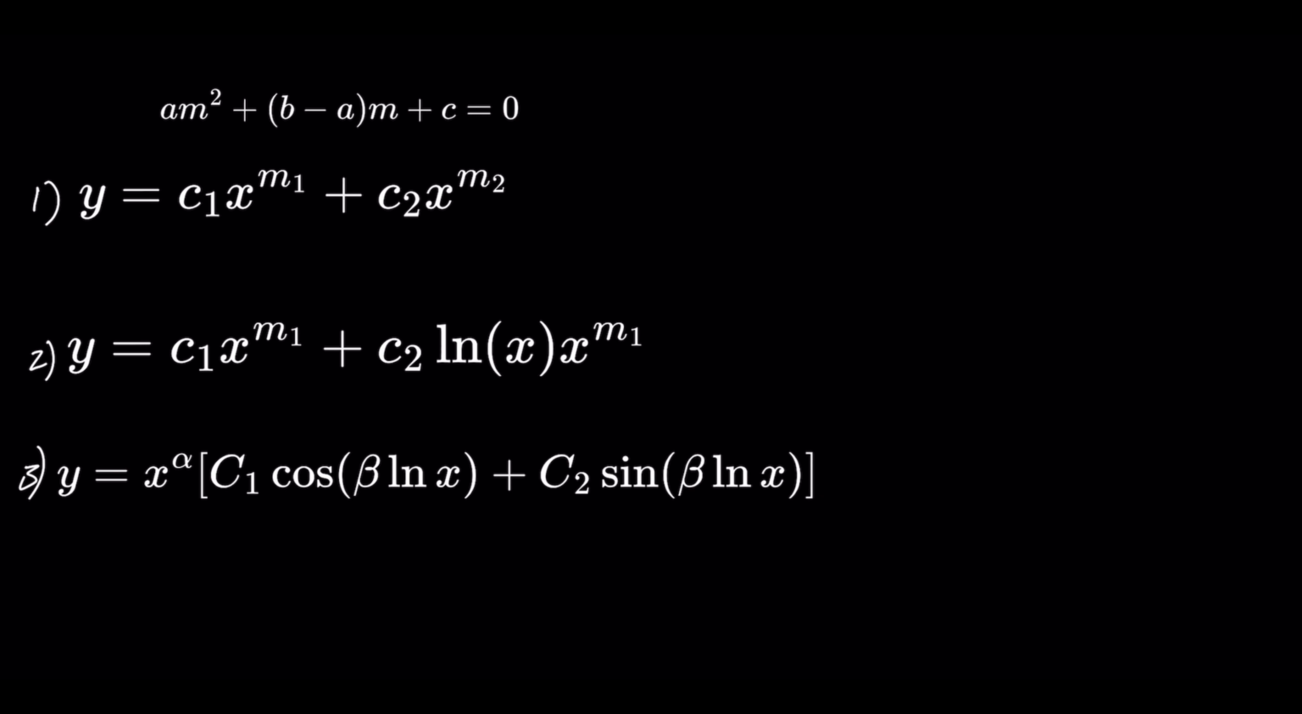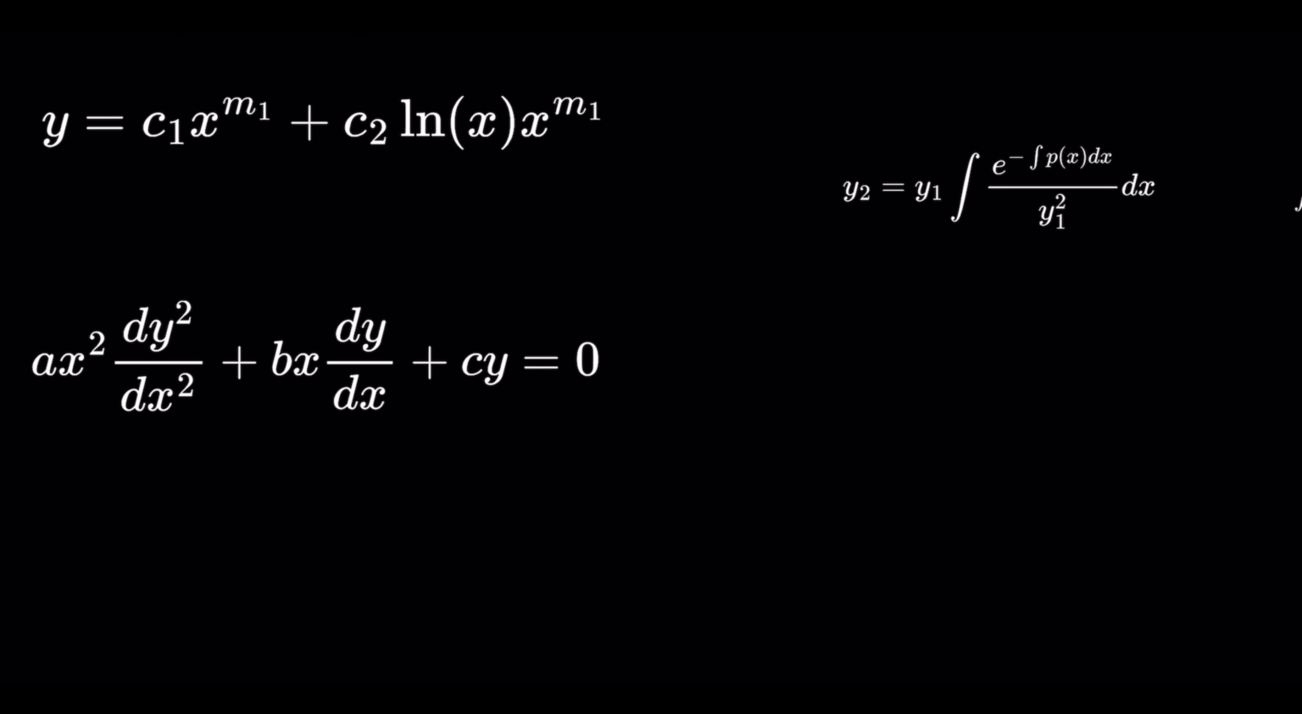Now, just like we did in the previous video, let's try to derive how we get the second case. Here, we are going to derive the second case, where the solution is this. As you can see, x power m1 is common in both of these terms, so it can be factored out. But for now, we'll focus on how we can derive the second term.